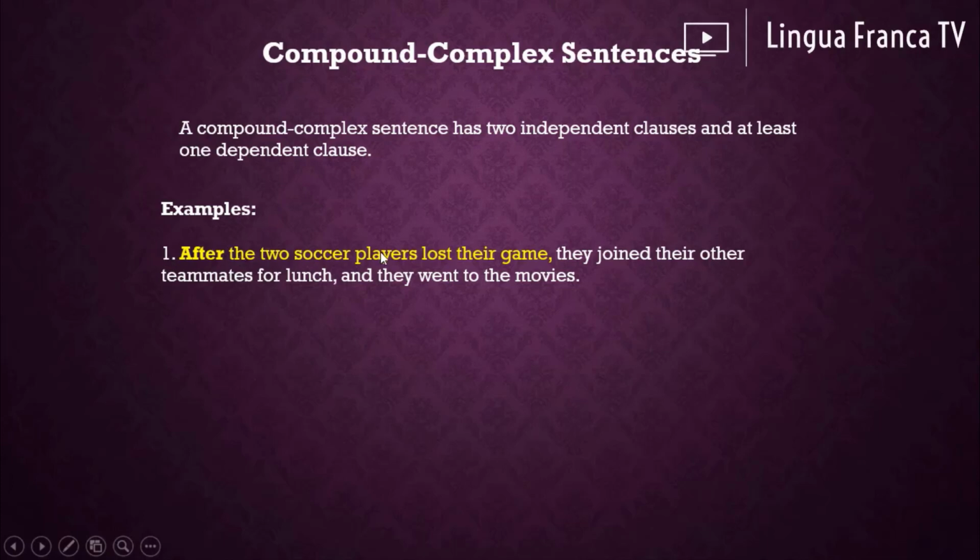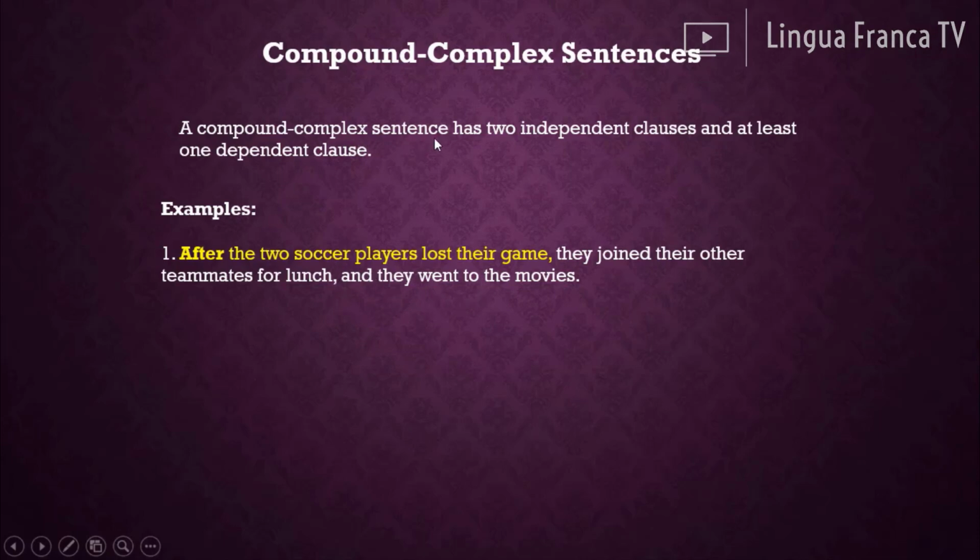After the two soccer players lost their game, then the comma is coming, right? And it is taking up a compound sentence. This is a compound sentence. They joined their other teammates for lunch, and this is the hint. A coordinating conjunction is coming in between both the independent clauses, right? They joined their other teammates for lunch is the first independent clause, the second independent clause is they went to the movies, and 'and' is joining both of them.